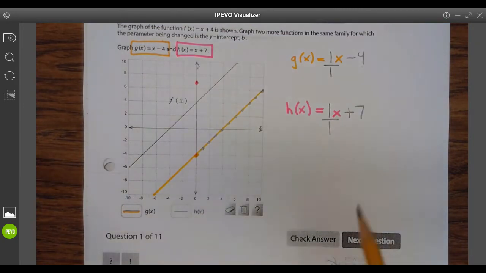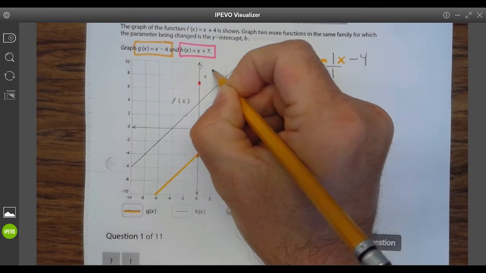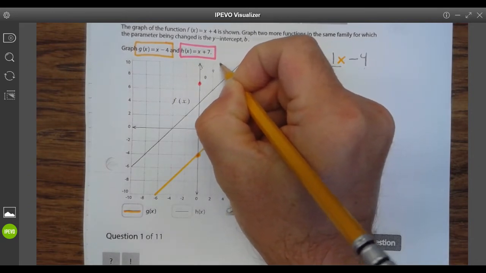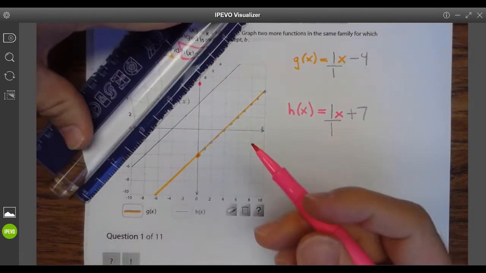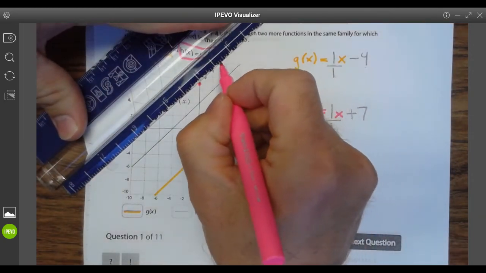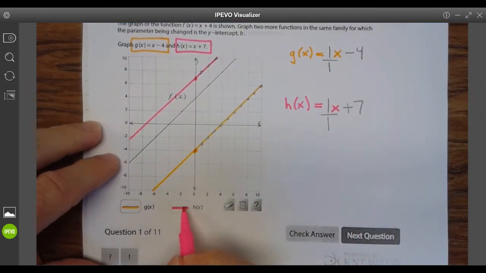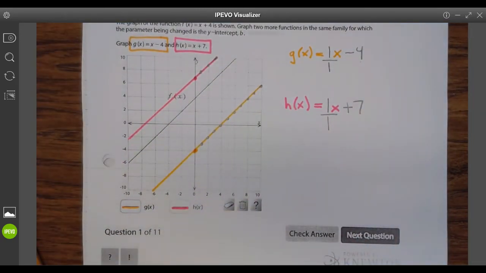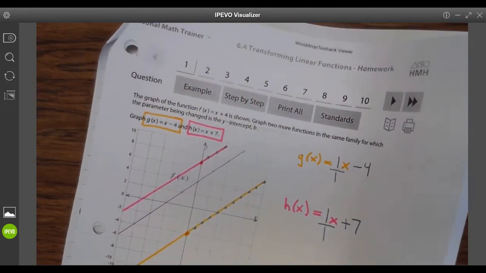And same thing, slope is up 1 to the right 1, so we go up 1 to the right 1, up 1 to the right 1, up 1 to the right 1. And that's h of x. All right, go and finish up example 1. All right, let's take a look at the next example.